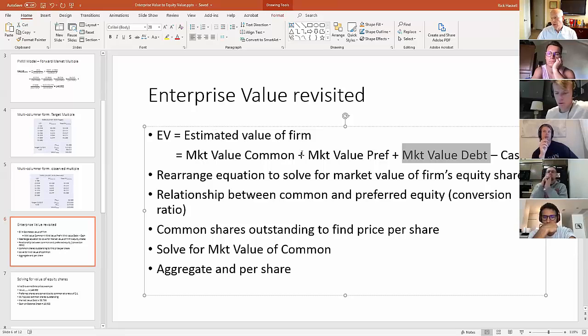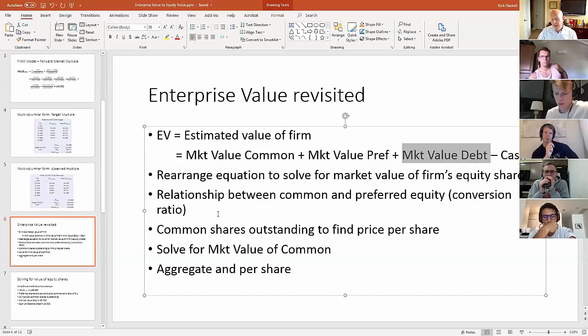The market value of our equity, common and preferred, that might be an unknown because that's going to be more of a market or a transaction-based relationship. So if we know what the enterprise value is because we've estimated it or because we've observed it in a transaction, we can find the parts of the other equation that we don't necessarily know. To do that, we're going to rearrange the equation to solve for the market value of the firm's equity shares.